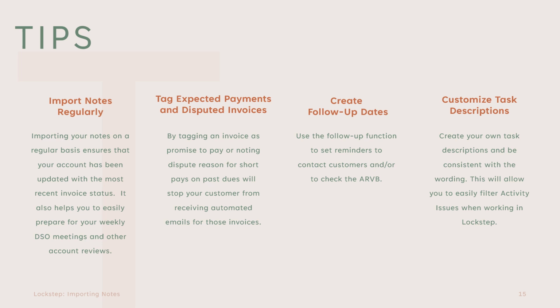Use the follow-up dates. Use the follow-up function to set reminders to contact customers and/or to check the ARVB. And last, remember, the task descriptions on your import sheets can be customized. Create your own task descriptions and be consistent with the wording. This will allow you to easily filter your activity issues when working in Lockstep.